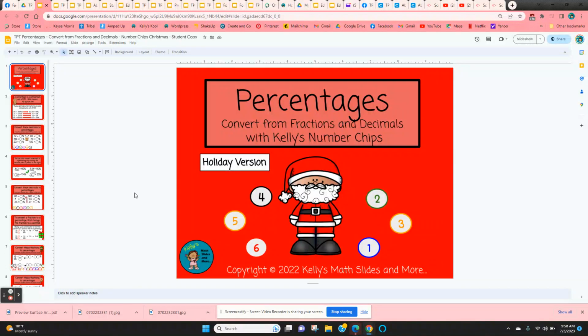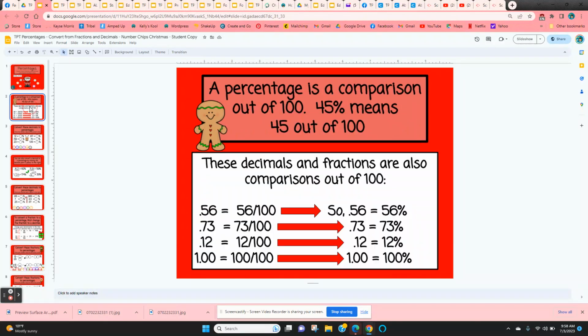Percentages converting from fractions and decimals with number chips. This is the holiday version. So it starts out just explaining what a percentage is. It's a comparison out of 100. So 45% would be 45 out of 100.